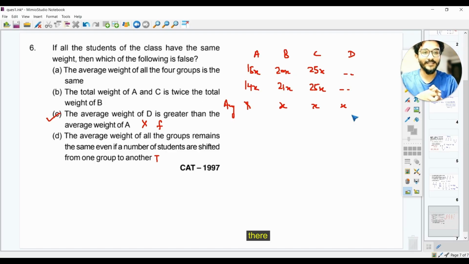So that is how these questions are there in CAT 1957. It's a tricky reasoning part. So I hope you are enjoying this journey.